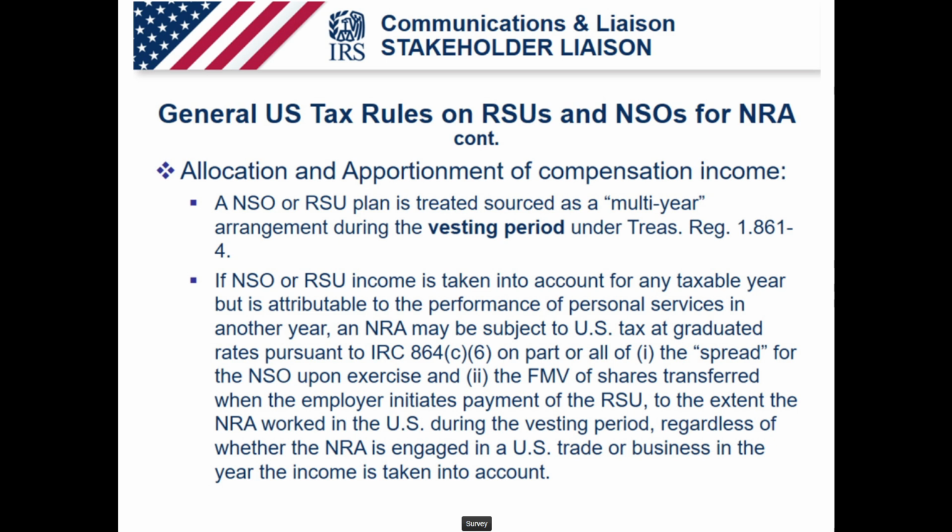The regulations provide that for stock options, the applicable period is the period between the grant date and the vesting date. Therefore, when an employee works both in and outside of the United States during the vesting period, the option spread for non-qualified stock options and the fair market value of stock at vesting for restricted stock units is sourced based on the percentage of time spent working in each location. Although the exercise of the option constitutes a realization event and triggers this analysis, the applicable period ends on the vesting date, not the exercise date.